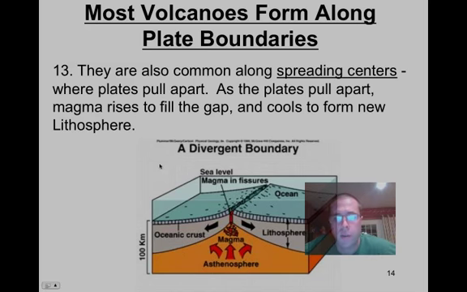Number 13, they're also common along spreading centers, divergent boundaries where plates are pulled apart. Because remember when we talked about seafloor spreading, we said the plates would pull apart right here in the middle of this, where we can see the magma coming up. And once they pull apart, magma comes up, fills the gap, cools to form new lithosphere. Plates pull apart again, magma comes up, fills the gap, cools to form new lithosphere, again and again. And that's that seafloor spreading process.